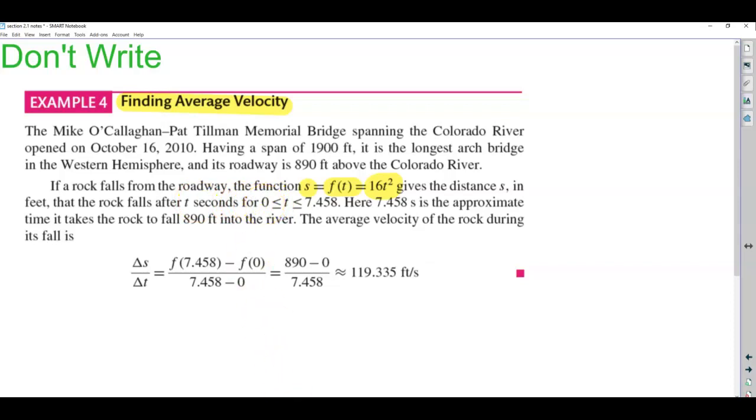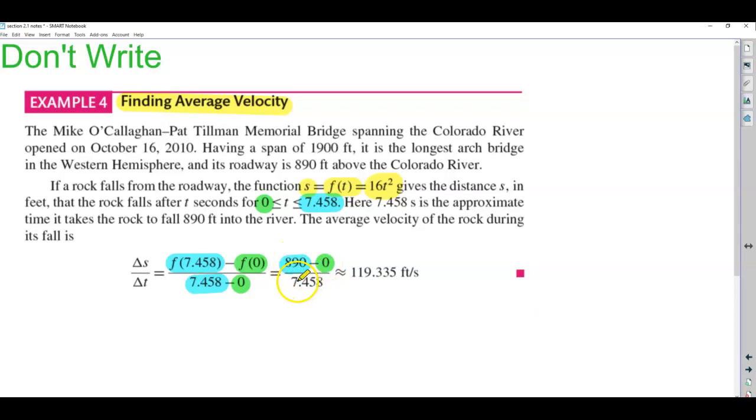And then they give us the interval. They say when x is 0, notice x is 0, what's the output? Well, if I plug 0 into the function, 0 squared times 16 is 0. And then they say, well, we're going to end at the spot where the rock hits the water, which is 7.458 seconds. Okay, so that's my other input. That's the x value. And then the change in y's is when you plug 7.45 into 16t squared. Well, if I do that, I get 890 feet.